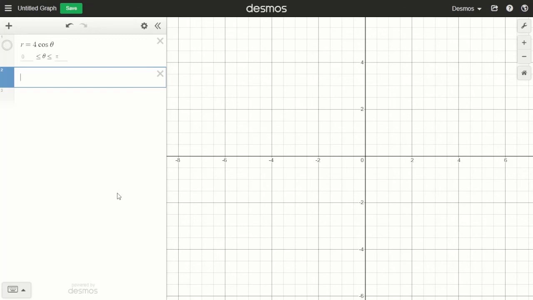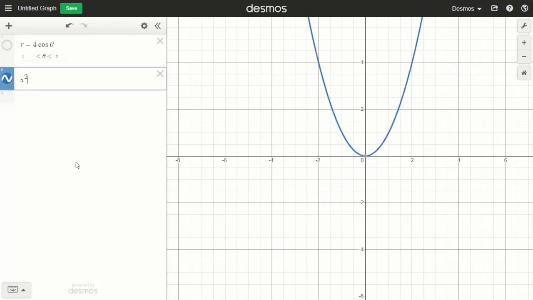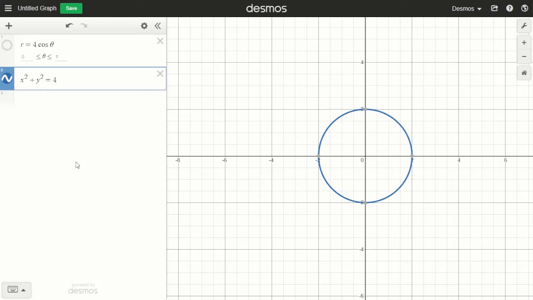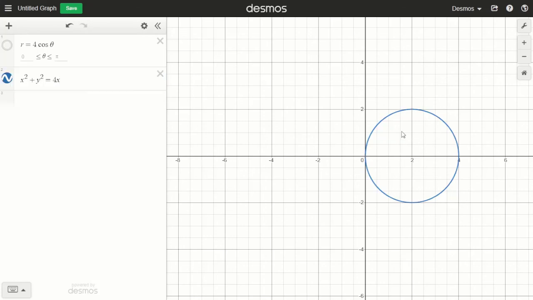that this same polar curve has Cartesian equation x squared plus y squared equals 4x. This graph in blue is now a Cartesian equation, and it gives us a circle. It gives us a circle.